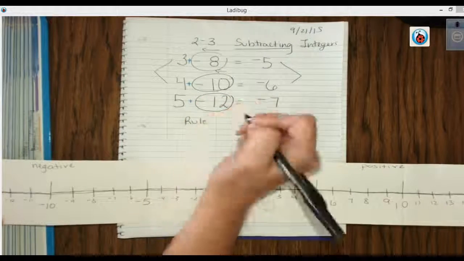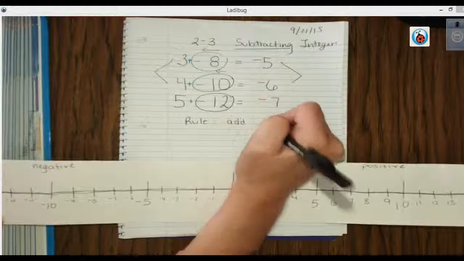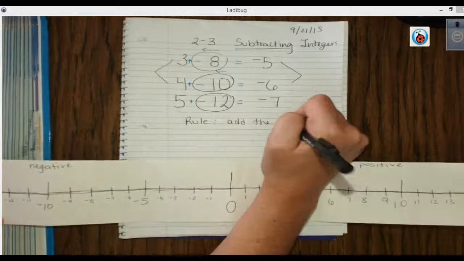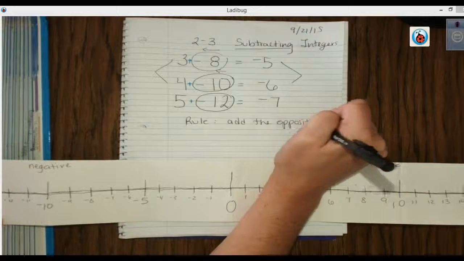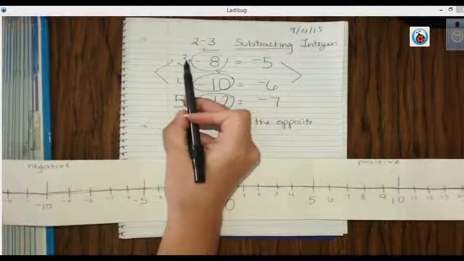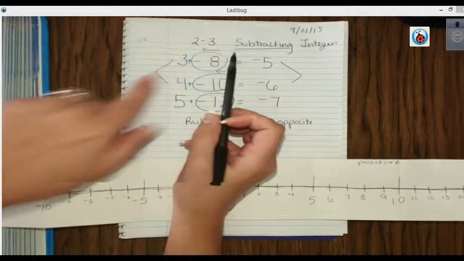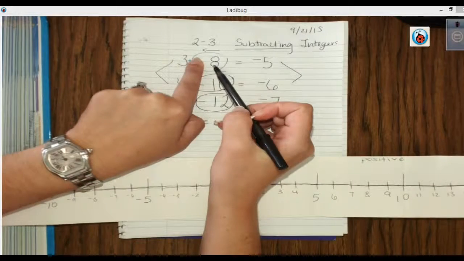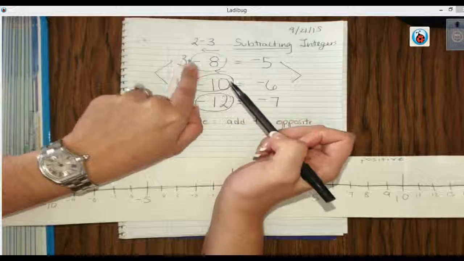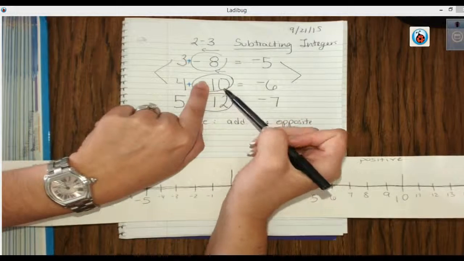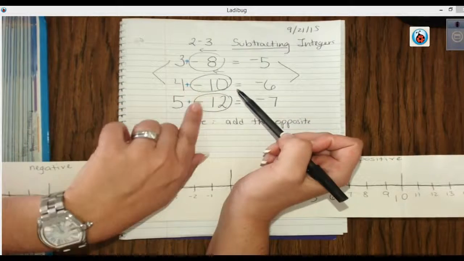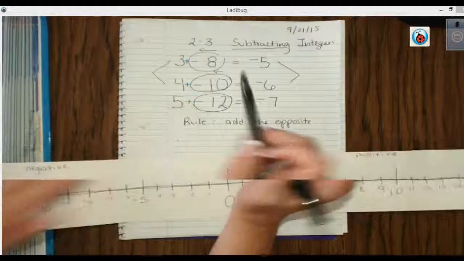Now, the rule, when we are subtracting integers, says that we have to add the opposite. We have to add the opposite of the second number. So what's the opposite of 8? Negative 8. What's the opposite of 10? What's the opposite of 12? Negative 12.